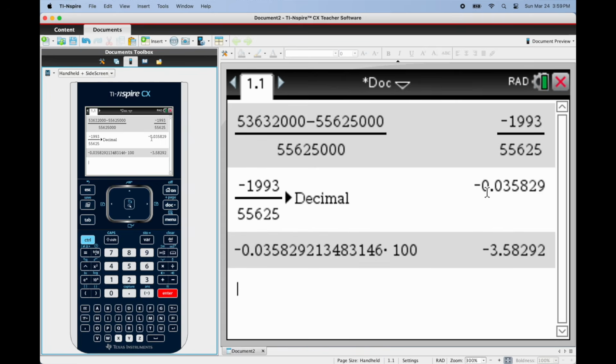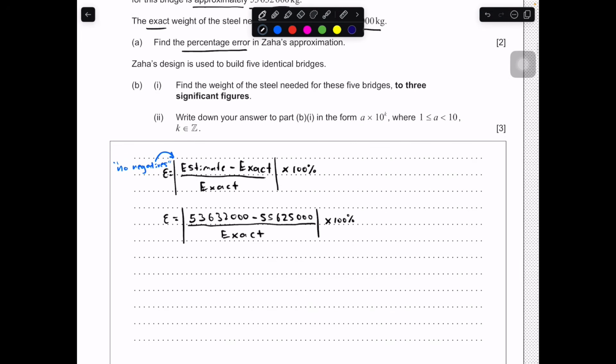So initially, we had 0.0358. As a percentage, that's going to be 3.58%. And once again, we don't want this negative value. The absolute value signs around our original percentage error are saying no negatives allowed. Okay, so let's write this out. Percentage error is equal to 3.58% to 3 sig figs. So once again, no negatives.